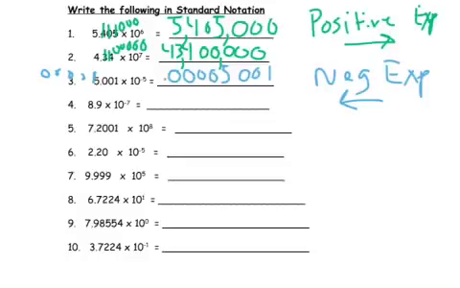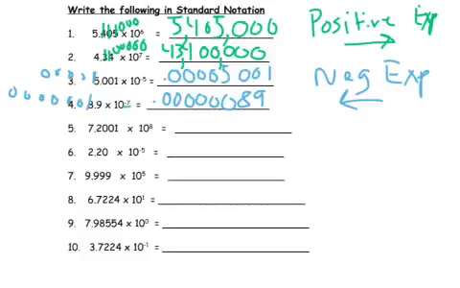Another one, I am moving to the left because my exponent is negative, so let's cross off and count, moving 7 to the left. So I have 1, 2, 3, 4, 5, 6, 7. So make sure you put your decimal point with your 6 zeros this time, and then your 8 and your 9.